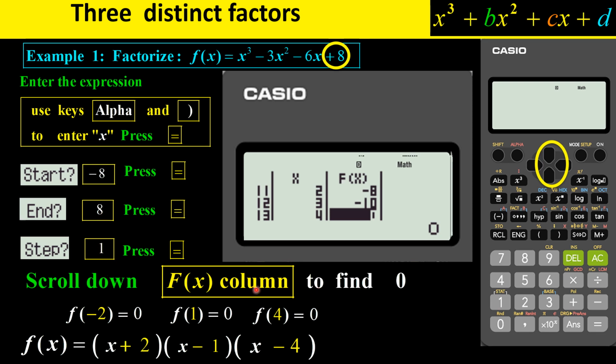You'll get a table of values appearing, and you just have to look for where the output value is 0. You'll always see a 0 coming up here. That tells you your output is 0.